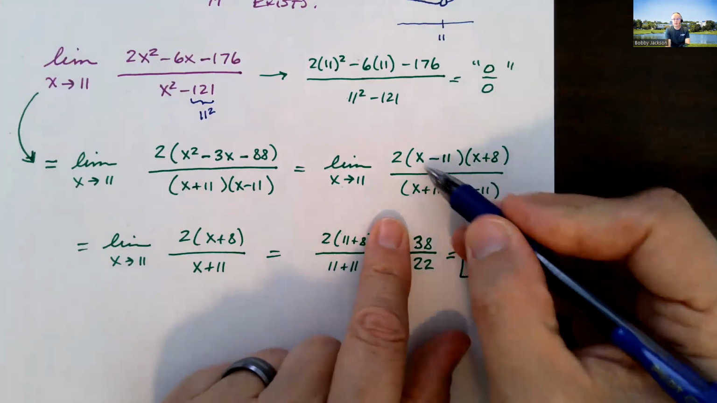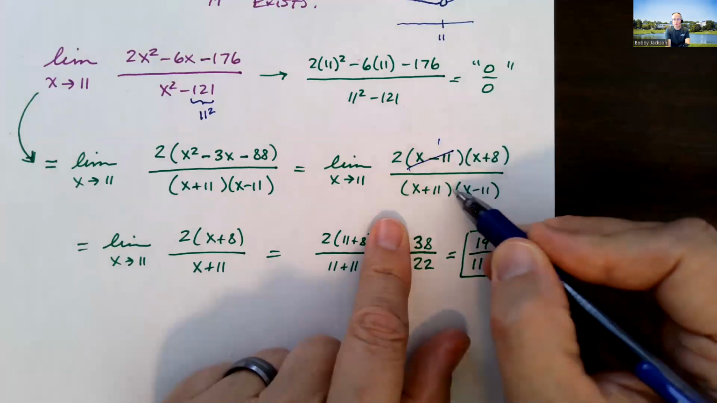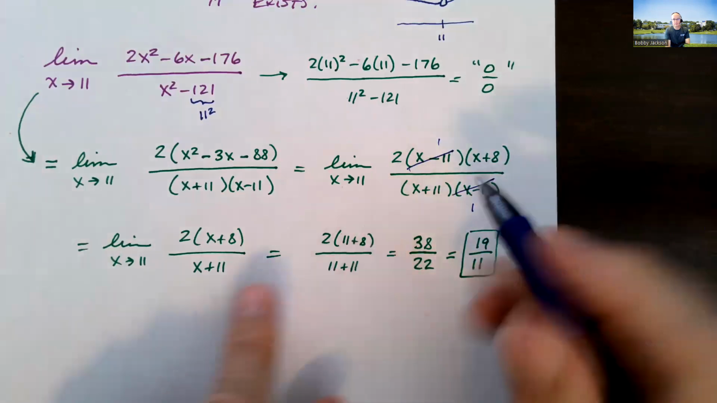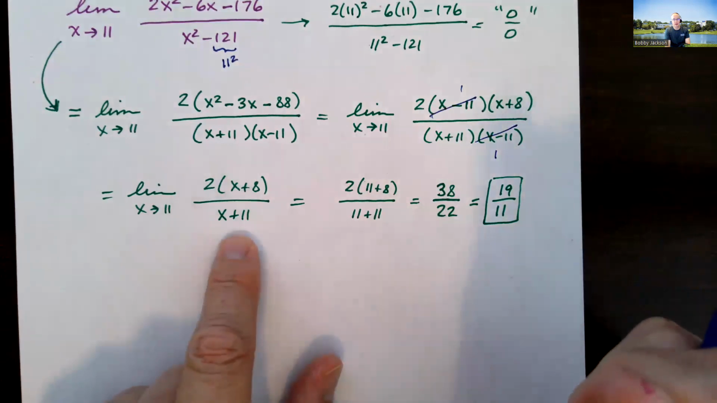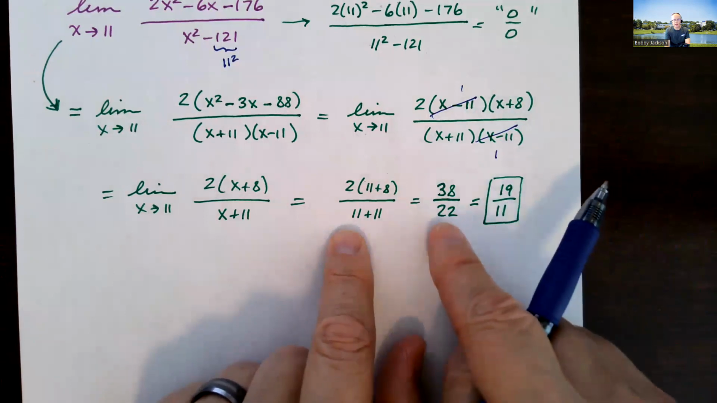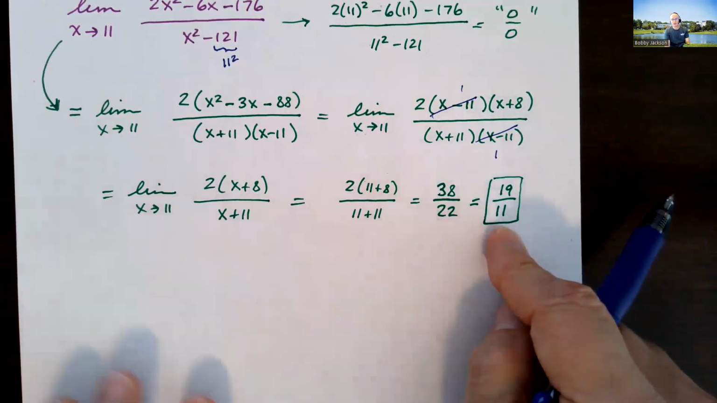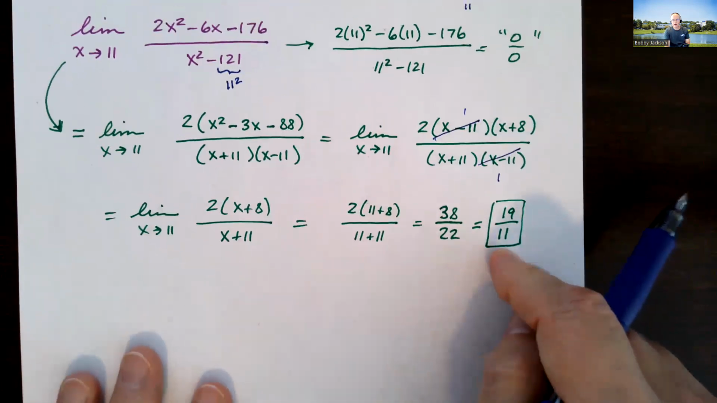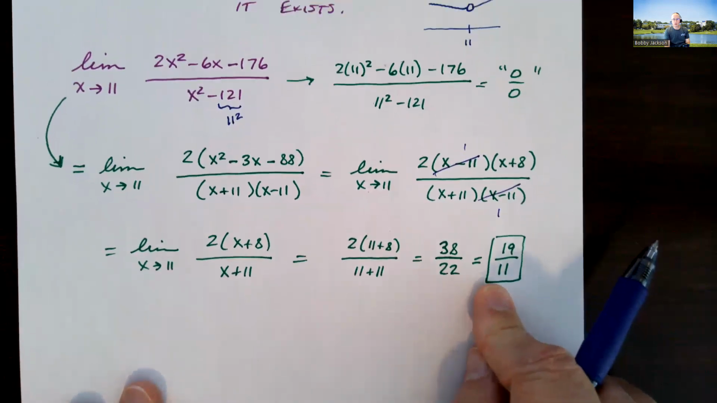Now you see this common factor of x minus 11. I can now divide the numerator and denominator by x minus 11, and I'm just left with this. And this is continuous at 11. I can plug in directly x equal 11. I get 38 divided by 22, or 19/11 if I simplify by dividing numerator and denominator by 2. So this would be your final result.